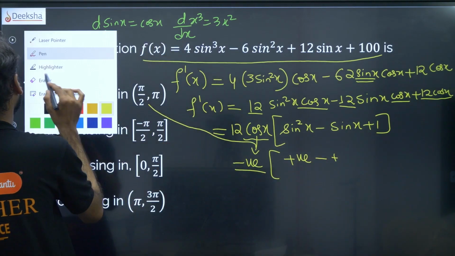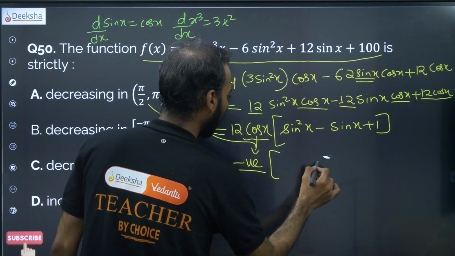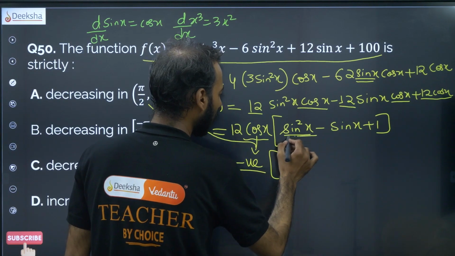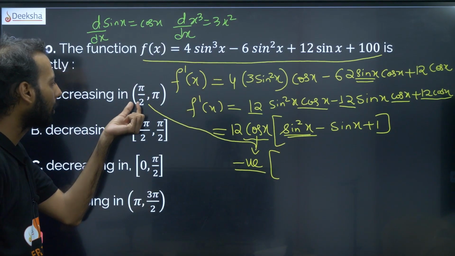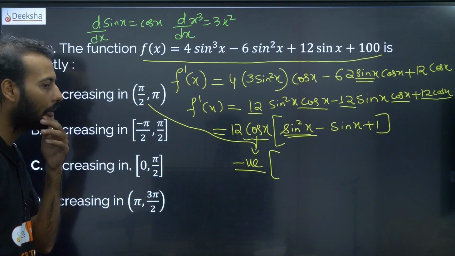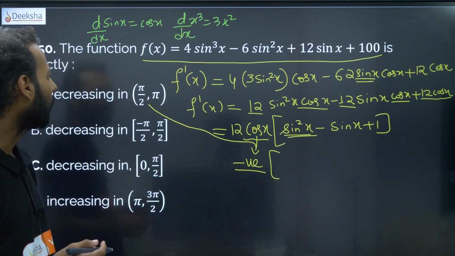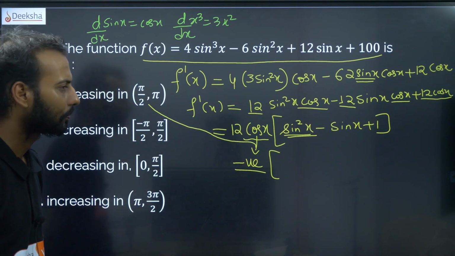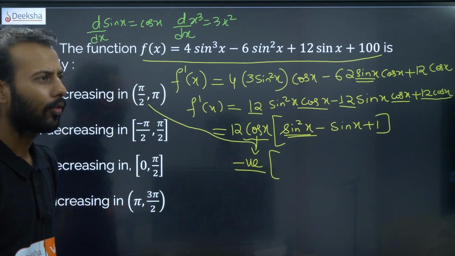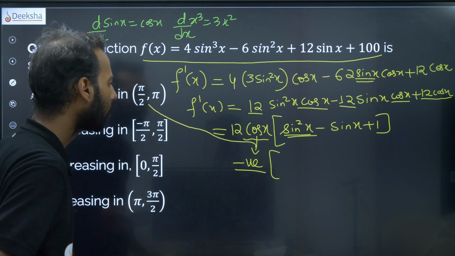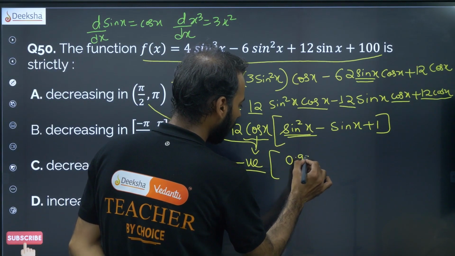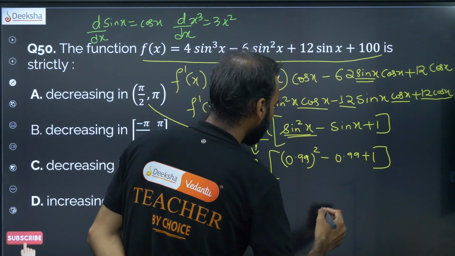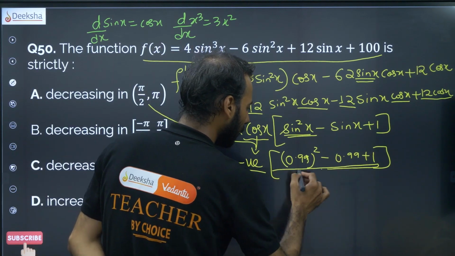You won't be able to analyze like this, so I will take some random value. For sine square x, pi by 2 to pi means 90 degree or 91 degree. I will take 91 degree. Sir, why are you taking 91 degree? You can take any number between pi by 2 to pi. So 91 degree means it will be less than 1 only. Value of sine will always be less than 1. So if I take 0.99 square minus 0.99 plus 1, this will always be positive.